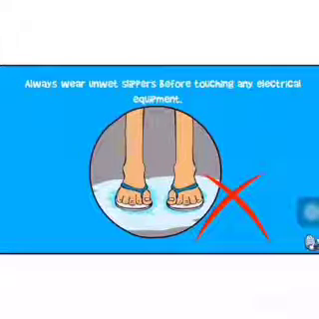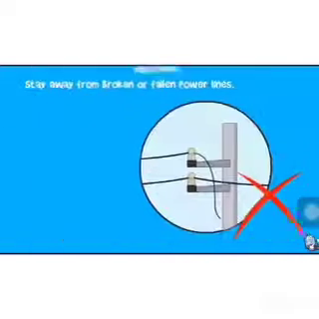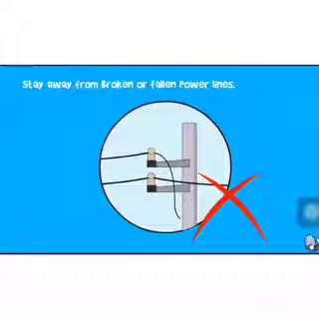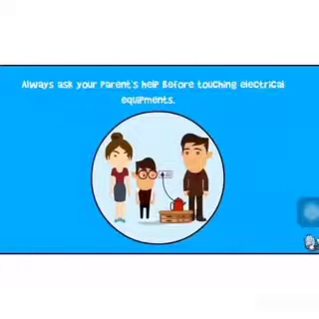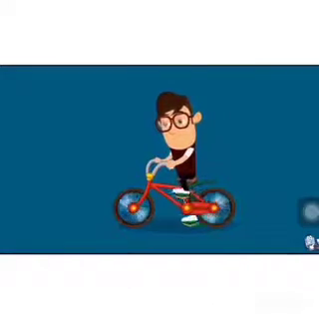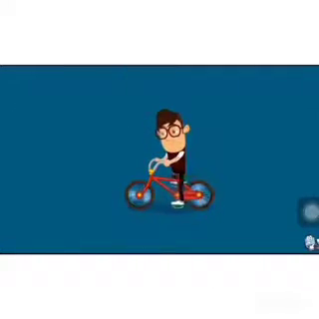Always wear dry slippers before touching any electrical equipment. Stay away from broken or fallen power lines. Always ask your parents' help before touching electrical equipment. I hope now you know much about electricity. Be careful while using electricity and be kind to one another.